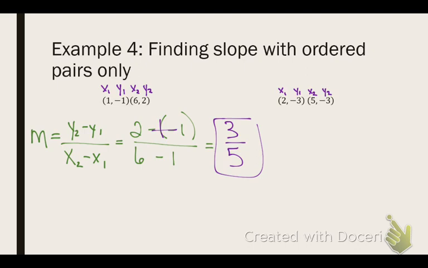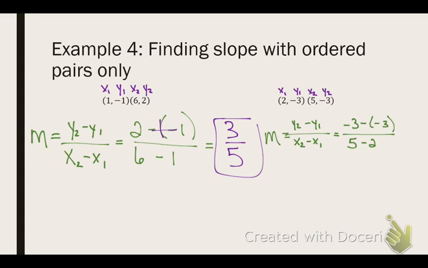Okay, did everybody label your ordered pairs? Josh, did you label your ordered pairs? X1, Y1, X2, Y2. Logan, did you do it? Okay, so now let's plug them in. Which one is your Y2 value? -3. Which one is your Y1 value? -3. So minus negative 3. The subtraction is already in your formula, and y1 is negative 3. What's x2? 5. And what's x1? 2.